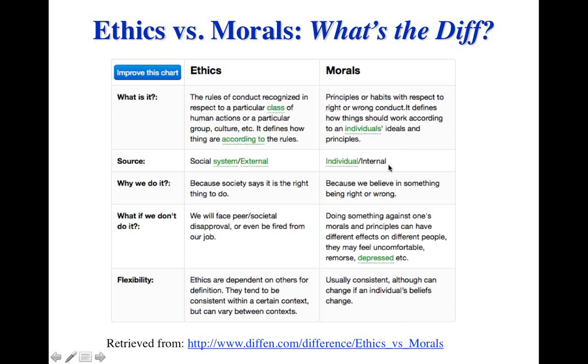So again, you can do with that what you like. I just wanted to at least have a slide for you there that you could have in your own PowerPoint deck that would help make a distinction.